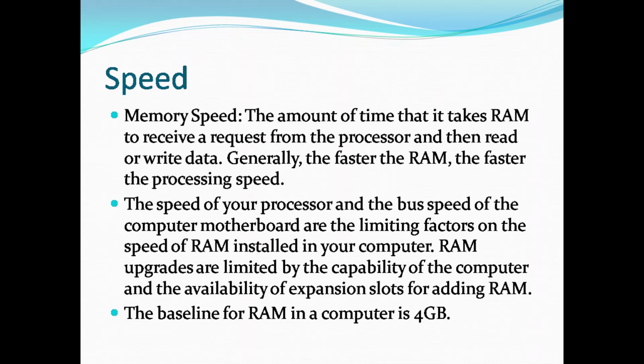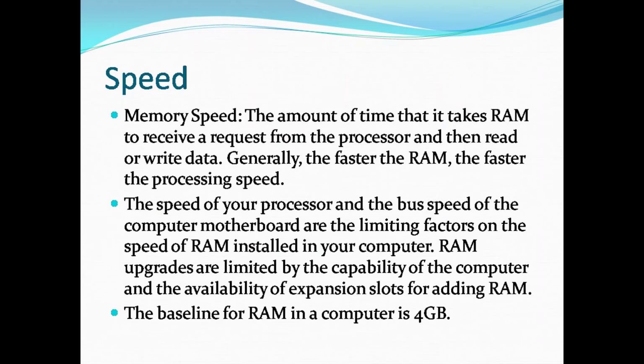Memory speed is the amount of time that it takes RAM to receive a request from the processor and then read or write data. Generally, the faster the RAM, the faster the processing speed would be. The speed of your processor and the bus speed of the computer motherboard are the limiting factors on the speed of RAM installed in your computer.